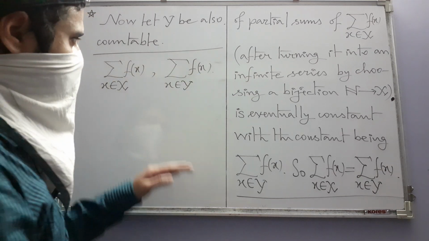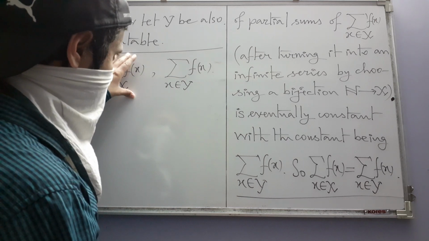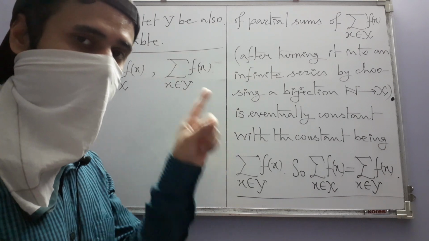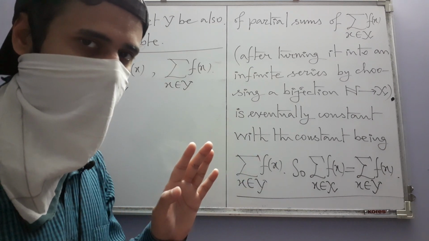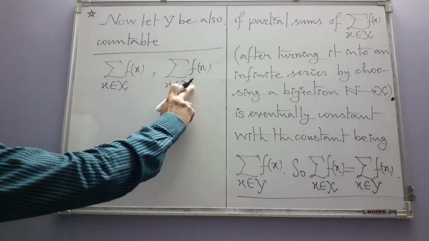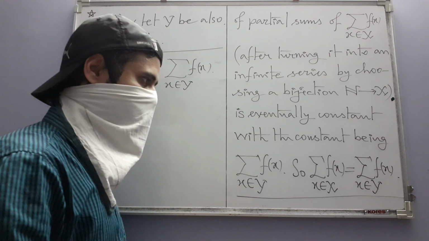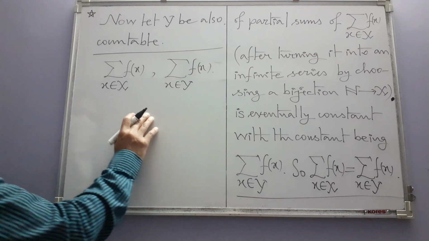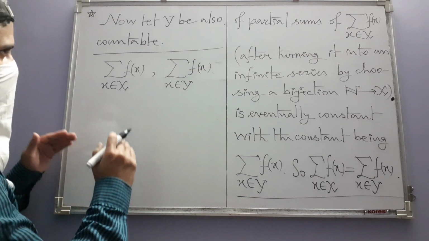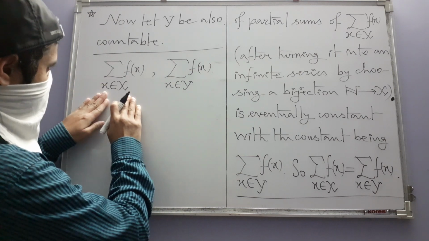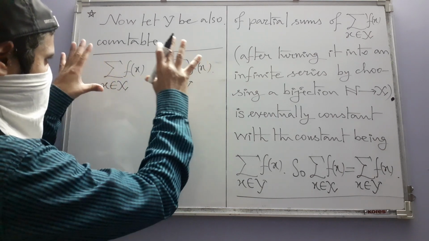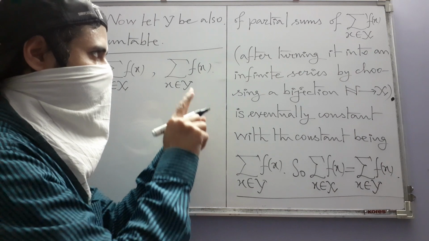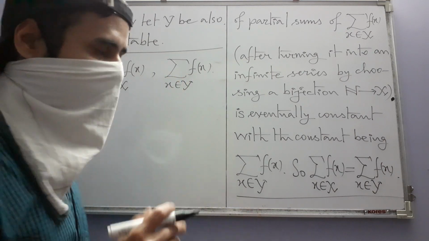And do not forget that this is given to be absolutely convergent, but this is absolutely convergent by what we proved in the beginning of this solution. And also don't forget what the set y is. Y is the set of those elements in X where f does not vanish. So now X is countable, Y is also countable. So the values of these sums are going to come from definition 8.1, the first one.